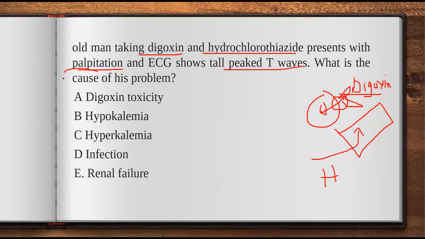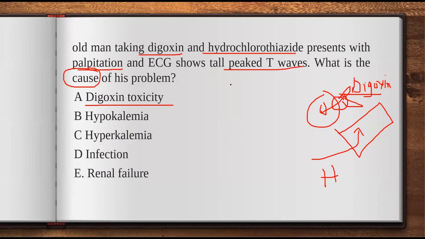Now, what is the cause of his problem? Is it digoxin toxicity, hypokalemia, hyperkalemia, infection, or renal failure? So obviously, from the above, I find out that it's digoxin toxicity causing the hyperkalemia.